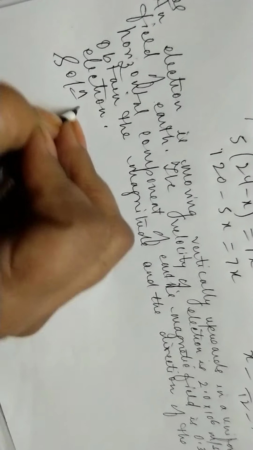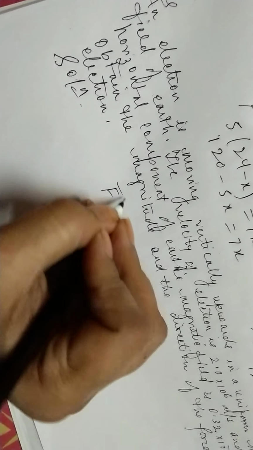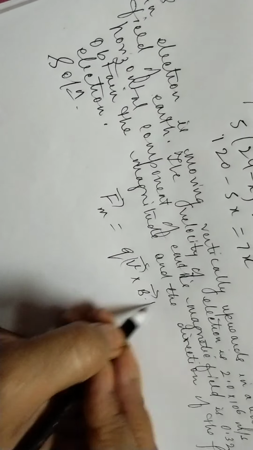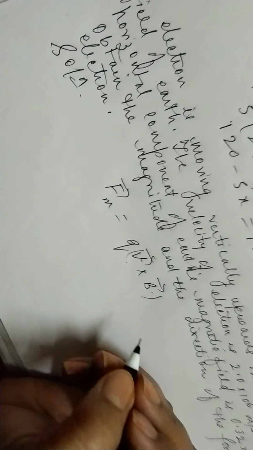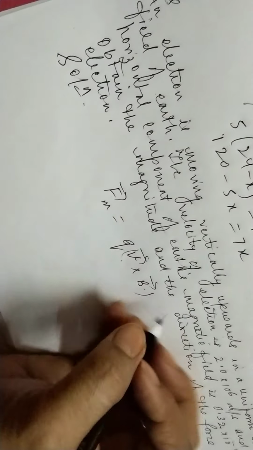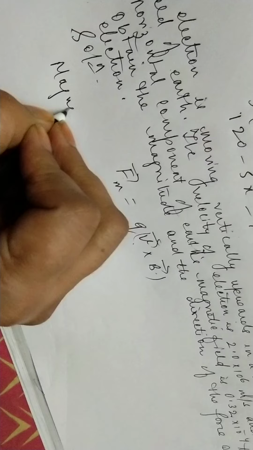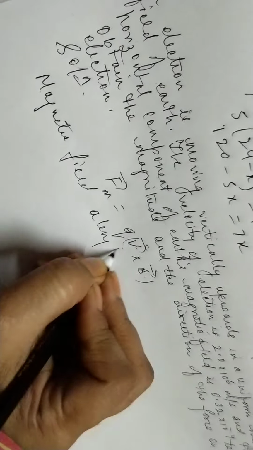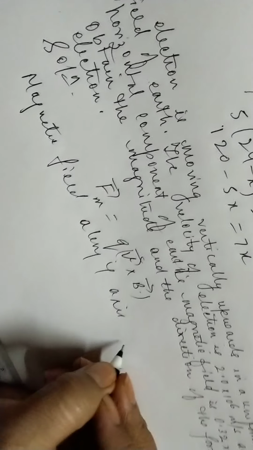Now when we need to find out the force, our formula becomes F vector is equal to Q V vector cross B vector. So this is the formula. Generally we take QVB sin theta. Now let us assume that we are taking the magnetic field along the y-axis.